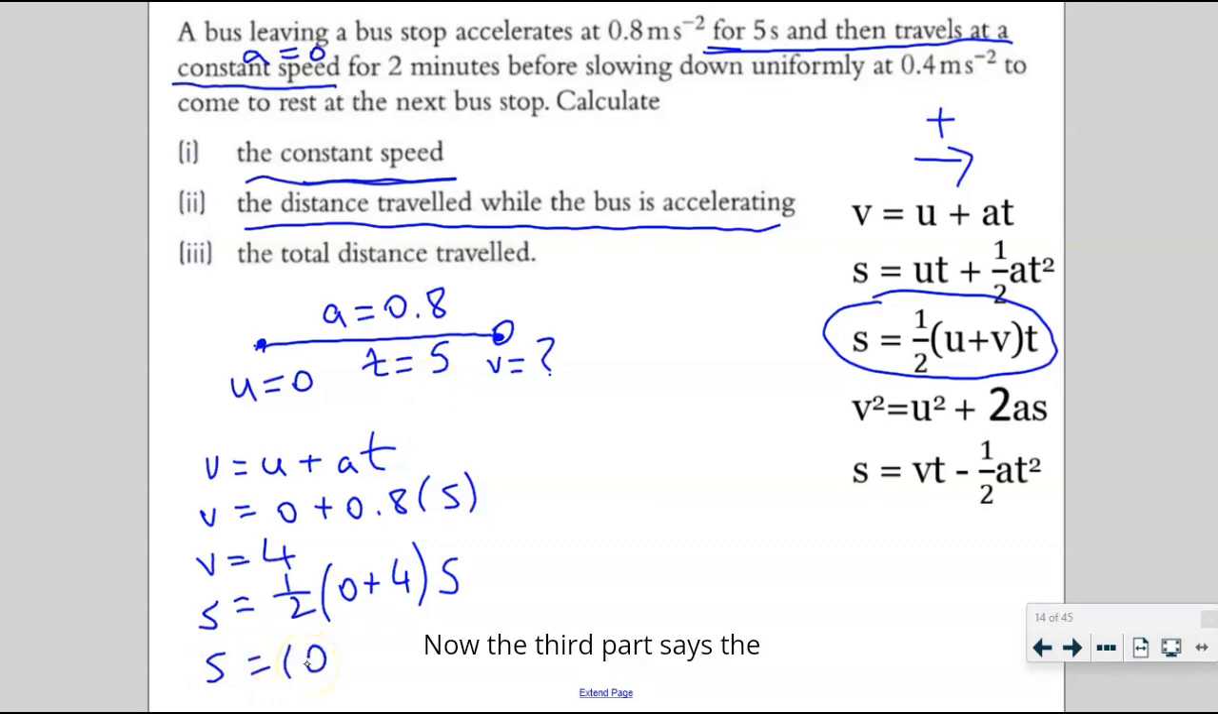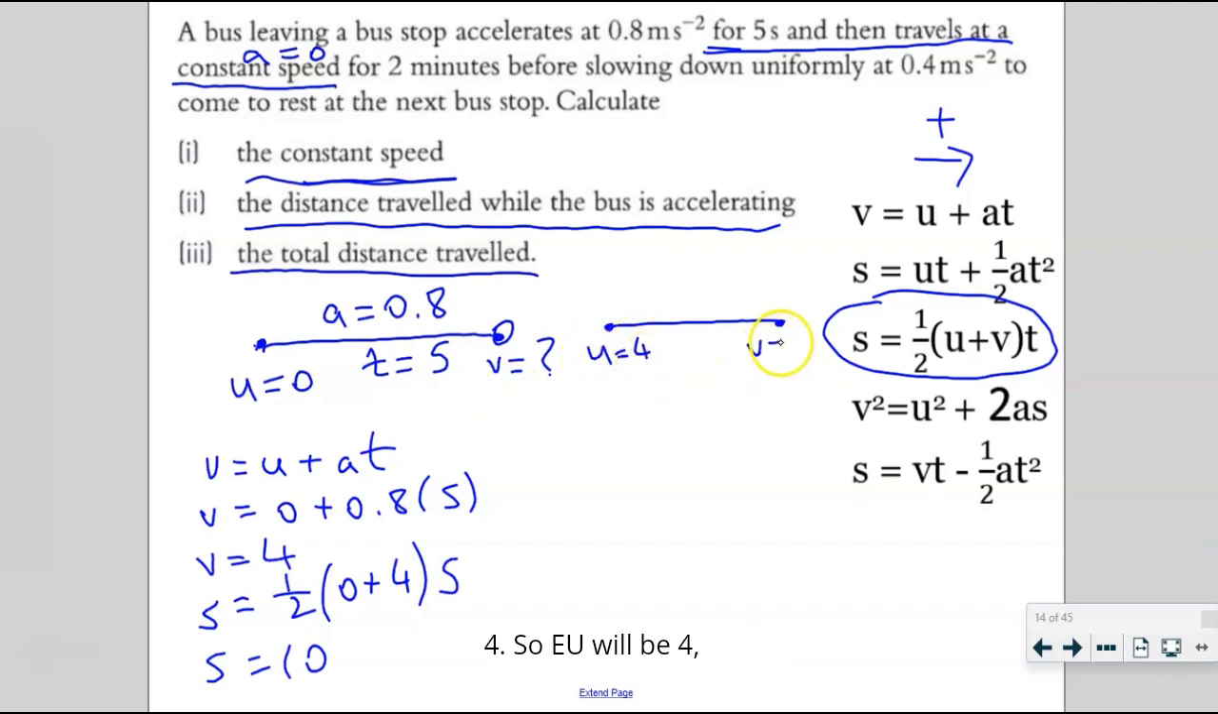Right, now the third part says the total distance traveled. Okay, now there's 3 parts to the journey. The first one we've done over here. The second part will be at constant speed. Now the speed here was 4, so that means for this next part of the journey, the speed will also be 4. So the u will be 4, v will be 4, a will be 0, because it's constant speed, not accelerating.